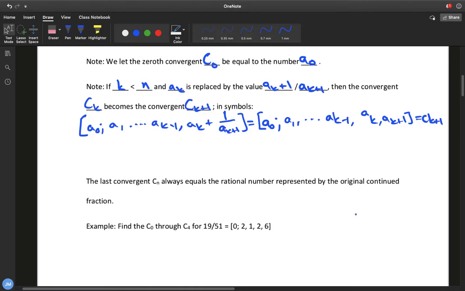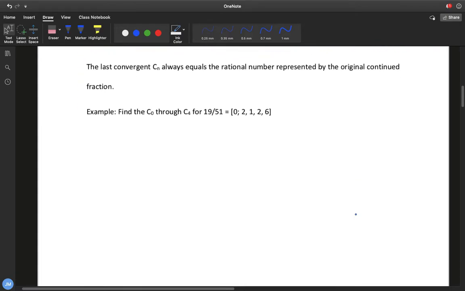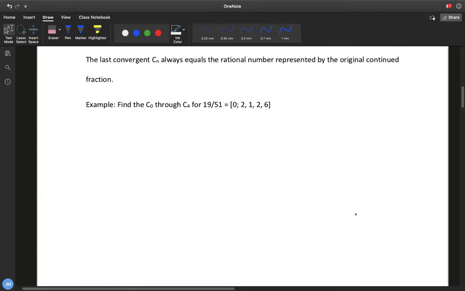Also, it's just worth noting that the last convergent c sub n will always just equal the rational number represented by the original continued fraction. Okay, so to give you an example of this, let's go ahead and find the different continued fractions of c0 up through c4 for the rational number 19 over 51, which we already know can be expressed using the notation of 0 followed by 2, 1, 2, and 6.